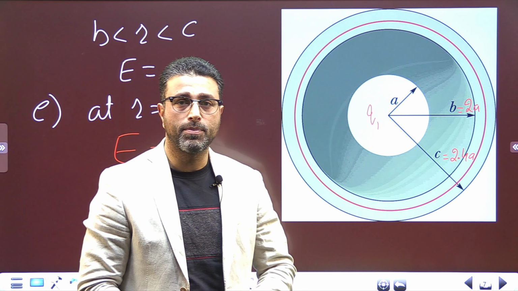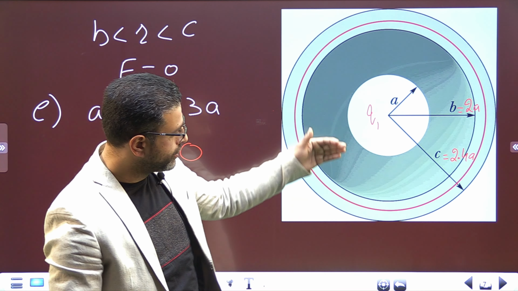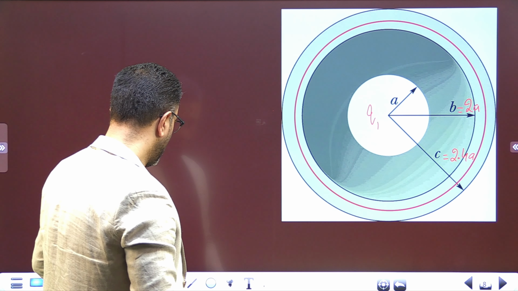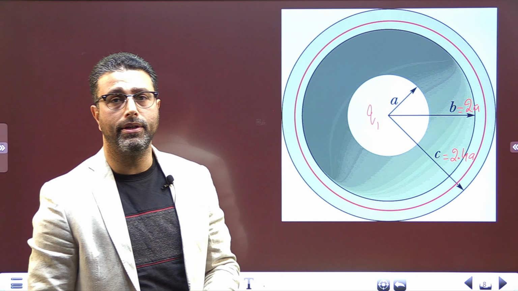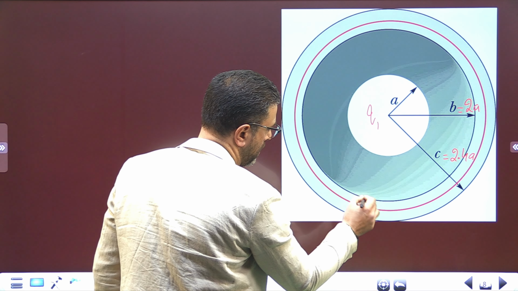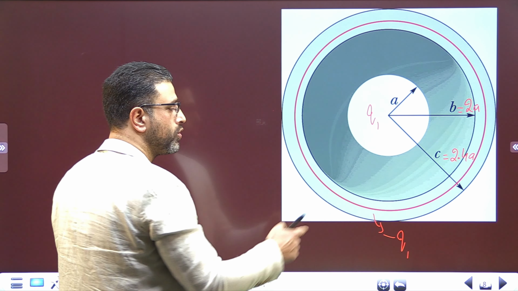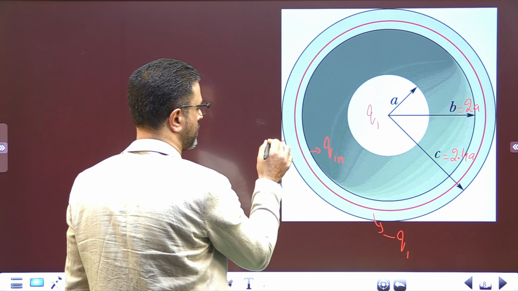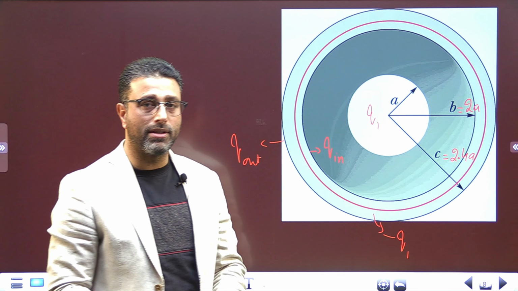Now in the next part, we're asked to find out how the charge of the spherical shell is distributed on its inner and outer surfaces. We already know that in case of metals, charge is distributed only on the surface. So total charge of this shell is minus Q1. How is this minus Q1 distributed on the inner surface and on the outer surface? Because in case of metal, charge is only on the surfaces.